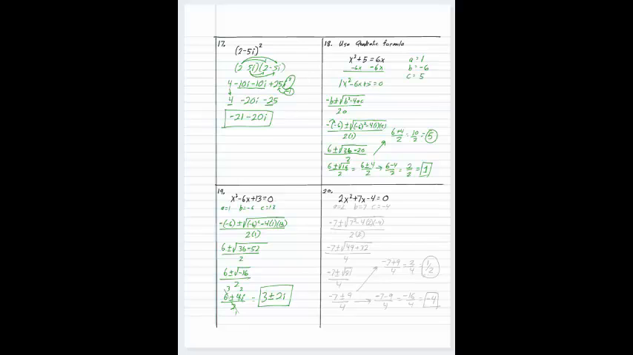Let's do quadratic formula for number 20. So A is 2, B is 7, C is negative 4. So I have negative 7 plus or minus square root of 7 squared minus 4 times 2 times negative 4, over 2 times 2. Well, negative 7 is negative 7. 7 squared is 49. Negative 4 times 2 is negative 8. Negative 8 times negative 4 is positive 32. And 2 times 2 is 4.